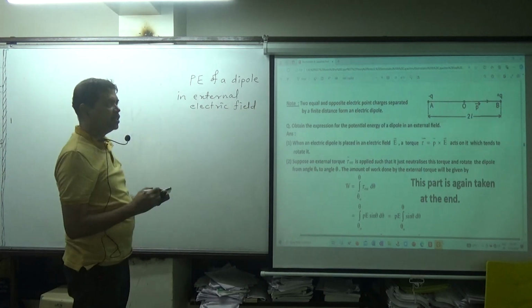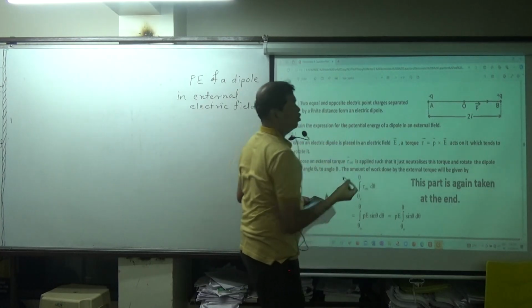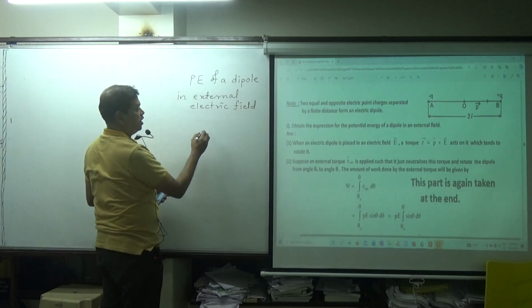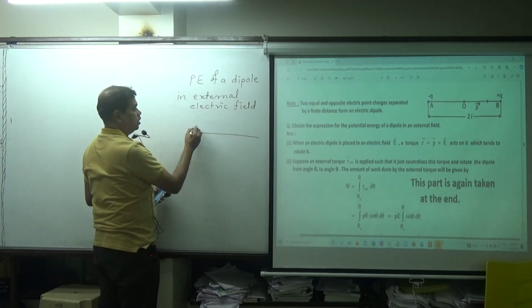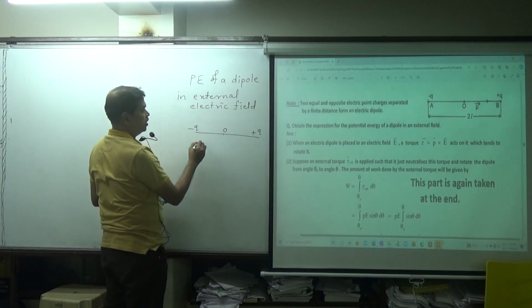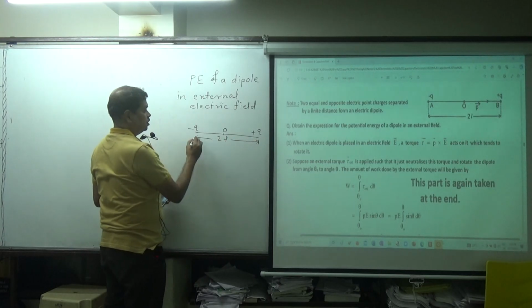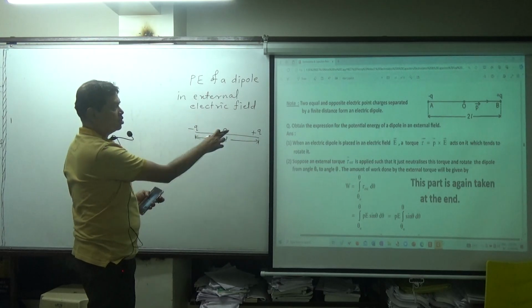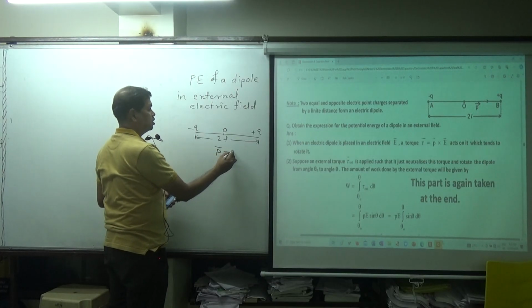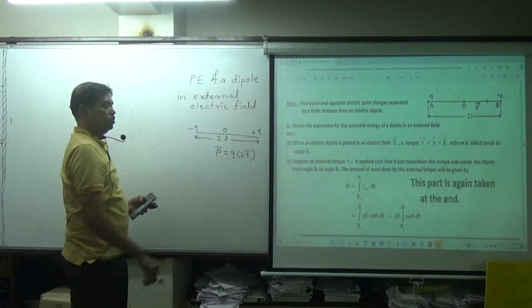Potential energy of a dipole. We have already seen the dipole. Look, here is the figure. A dipole consists of two equal and opposite charges, minus q and plus q. O is the center. Here I have revised it. Short revision: 2L is the distance between the charges, and the dipole moment P bar is q into 2L bar, directed from the negative charge to the positive charge.